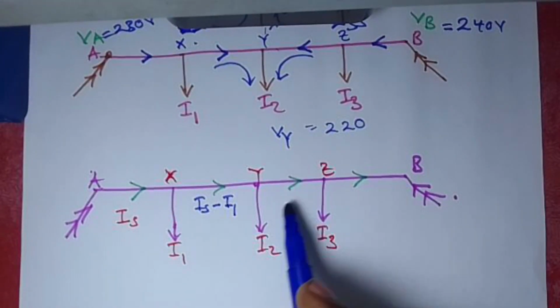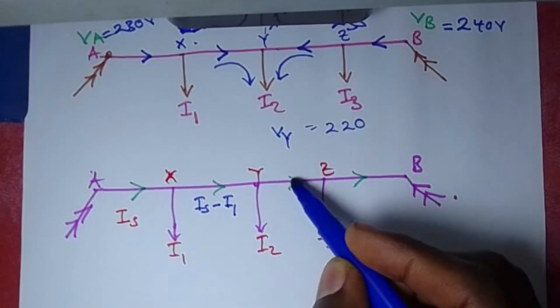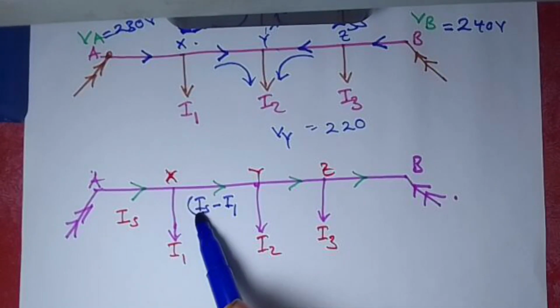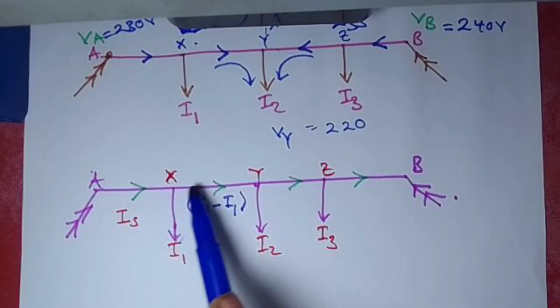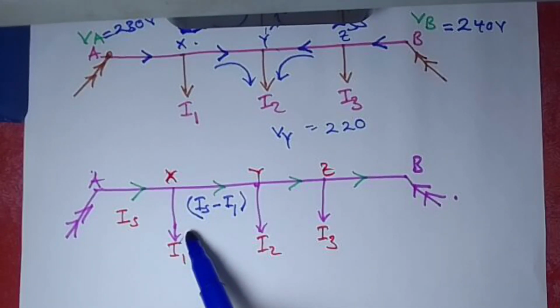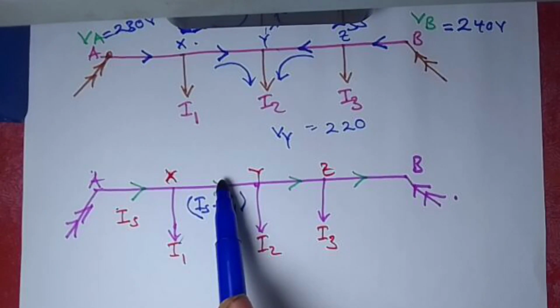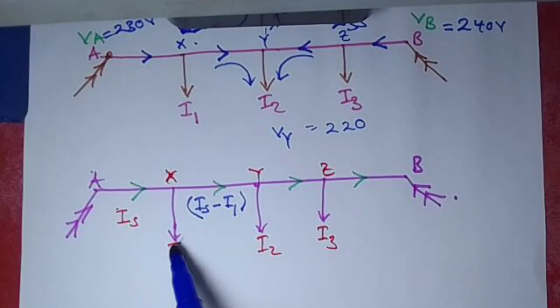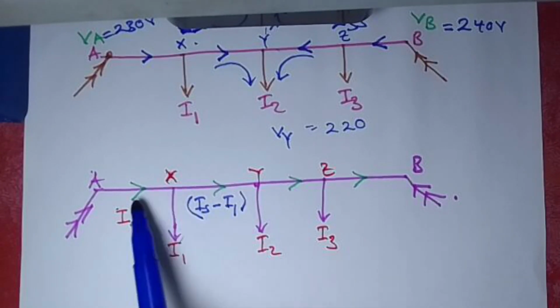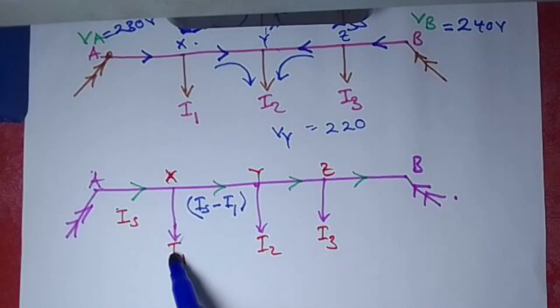Then when we reach this value here of current, the current flowing here is going to be equal to this current minus the current being tapped off. Sum of currents entering equals sum of currents leaving. So IS is equal to this unknown plus this. So that means this unknown is going to be simply IS minus that.